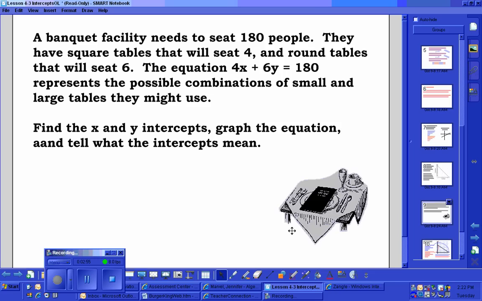Finally, let's say we had a banquet facility that needs to seat 180 people. They've got 2 types of tables: square tables that will seat 4 and round tables that will seat 6. So the equation 4x + 6y = 180 represents the possible combinations that they might use. Let's find the intercepts, graph it, and see what that means.